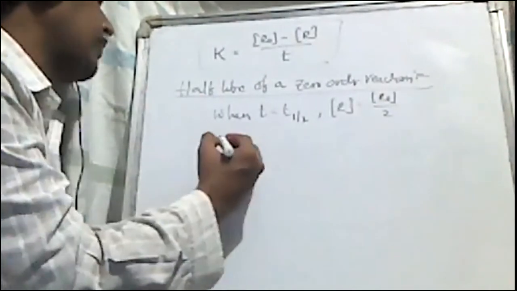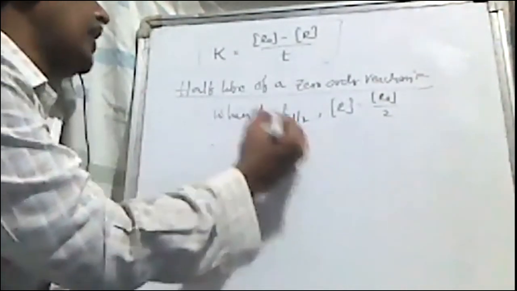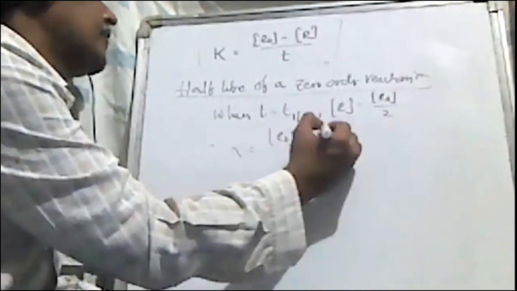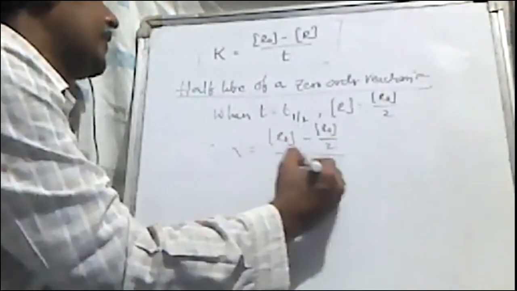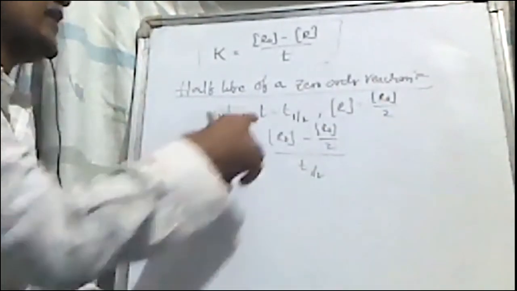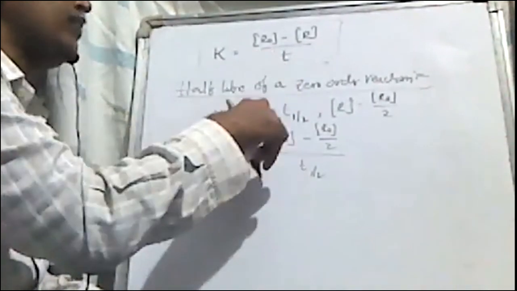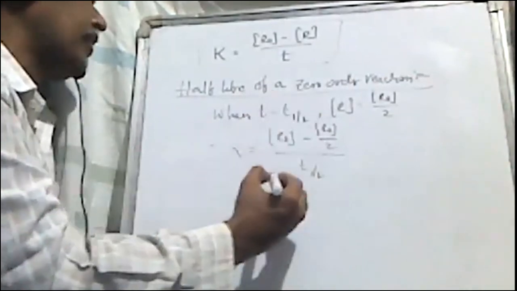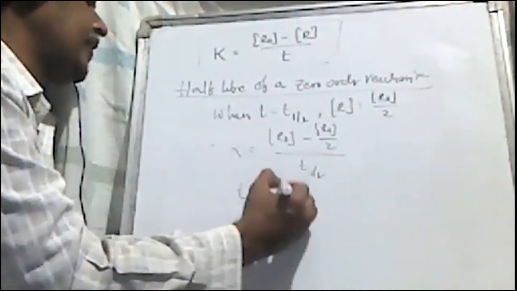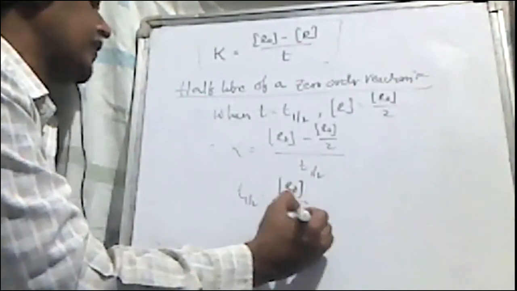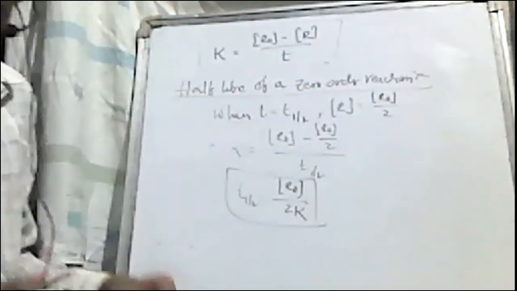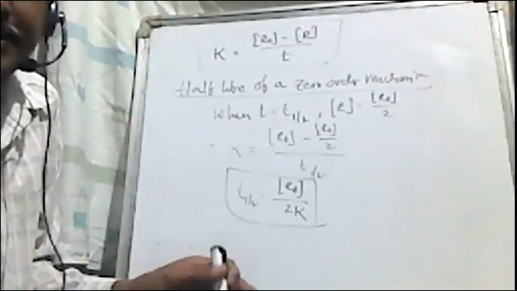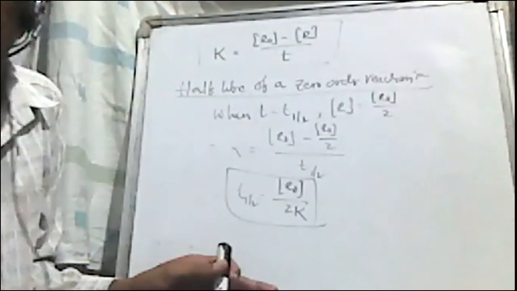If I substitute these values in the above equation, k is equal to R naught minus R naught by 2 by, in place of t, I am writing t half. When t is equal to t half, R in place of R, I am writing R naught by 2. Then t half is R naught by 2k. This is the expression for the half-life of a zero order reaction.